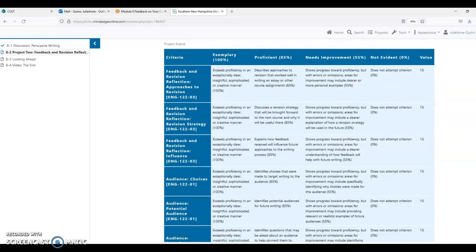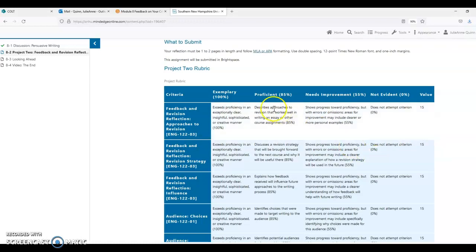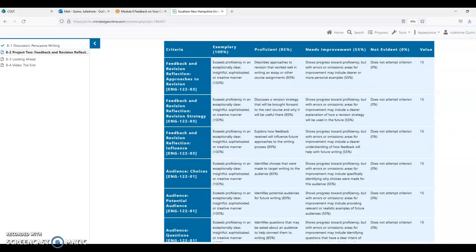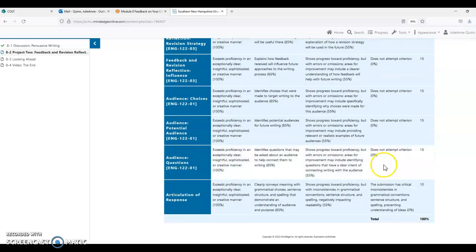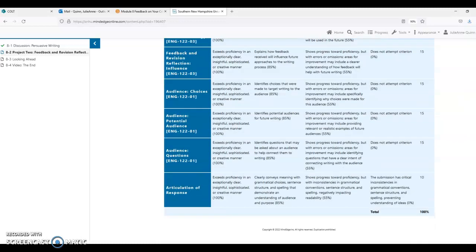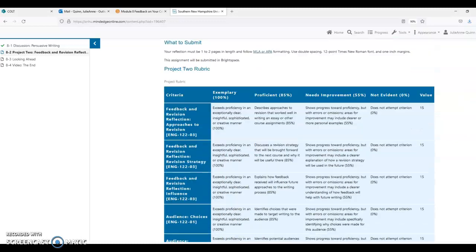So answer those. You'll notice that the criteria ranges from exemplary to not evident, and for each part of each question: feedback and revision approaches, your revision strategy, your influence, the choices for audience, which potential audience you have, and those questions, plus that articulation of response. So you get the opportunity to see how you're going to be graded ahead of time and to use this rubric as an editorial checklist to make sure you've included everything you want so you get the highest grade possible.